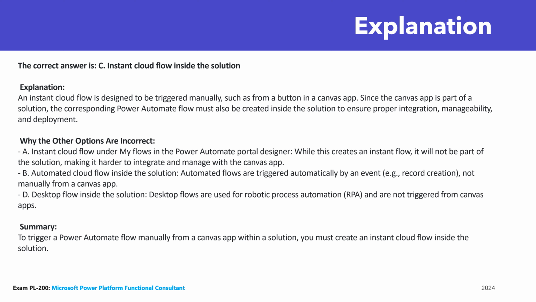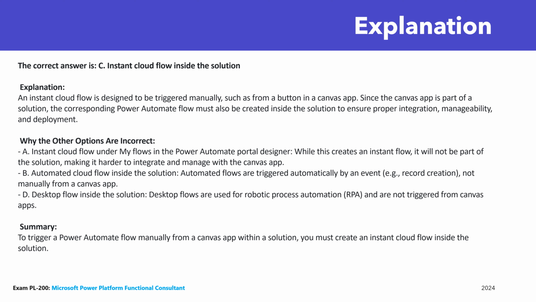Why the other options are incorrect. A. Instant Cloud Flow under My Flows in the Power Automate Portal Designer. While this creates an instant flow, it will not be part of the solution, making it harder to integrate and manage with the Canvas app. B. Automated Cloud Flow inside the solution. Automated flows are triggered automatically by an event, e.g. record creation, not manually from a Canvas app. D. Desktop Flow inside the solution. Desktop flows are used for robotic process automation, RPA, and are not triggered from Canvas apps.